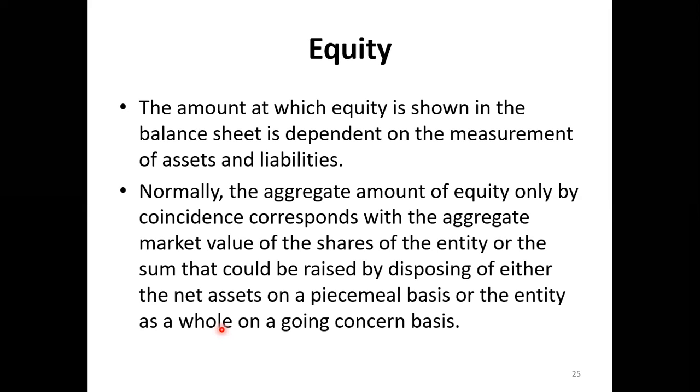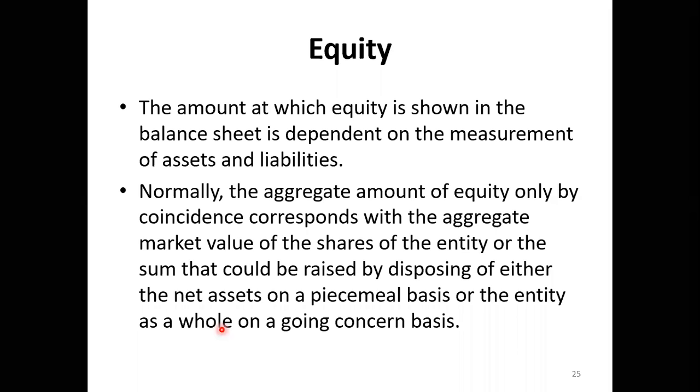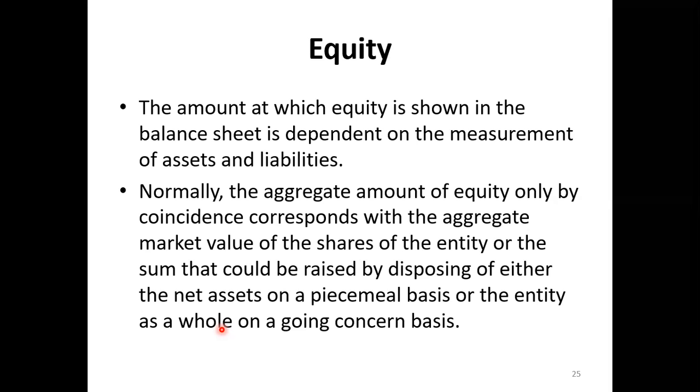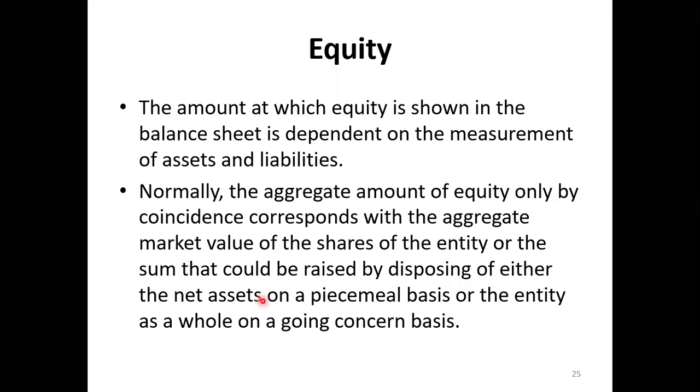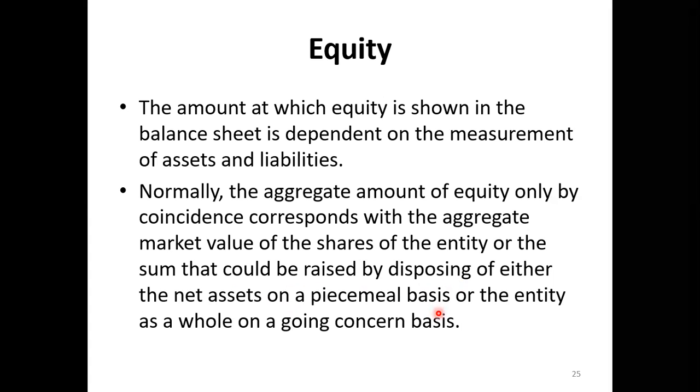One way to calculate the equity is to take the market value of the share times the number of shares. In the other way, it is not the market price but how much an entity can realize when they sell all the assets and liabilities. So normally the aggregate amount of equity only by coincidence corresponds with the aggregate market value of the shares of the entity, or the sum that could be raised by disposing of, selling, the net assets on a piecemeal basis or the entity as a whole on an ongoing concern basis.